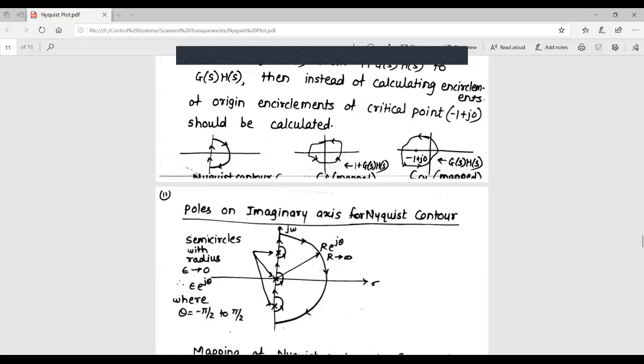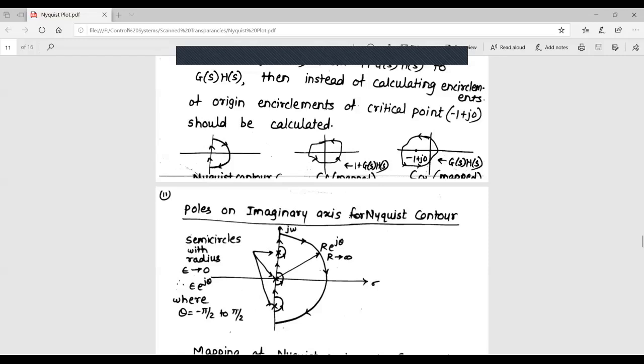So the values of Z and P are known to us, but please understand, we are not commenting on open loop stability, we are commenting on closed loop stability, and so we need to check the encirclements around the critical point. Then we substitute in the equation n is equal to Z minus P and check whether n is equal to minus P or not, where Z is equal to 0. If that is satisfied, we will say that the system will be stable.